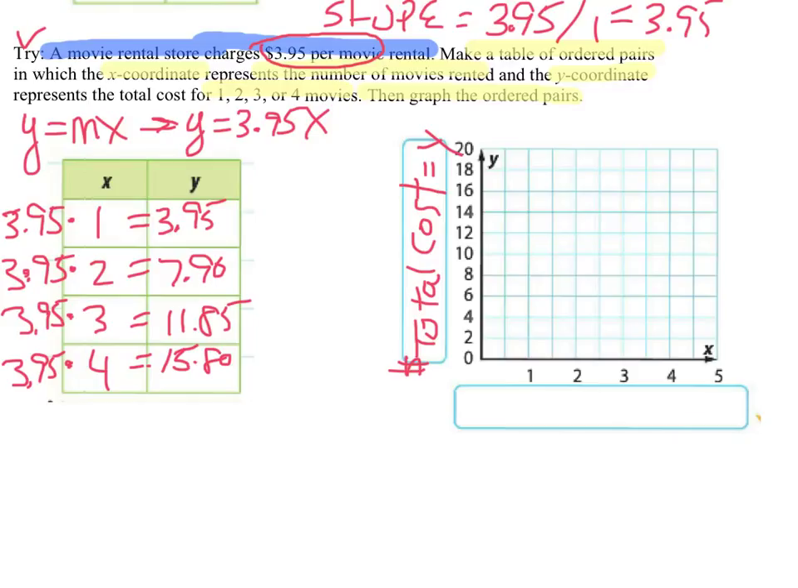Next, label the graph on the x and y axes. The y values are the total cost on the y-axis, and the x-axis represents the number of movies rented. Now graph the points. I'm going to put the point 1 and 3.95 just short of 4, and the point 2, 7.90 just shy of 8, and 3, 11.85 just shy of 12, and the point 4, 15.80 just shy of 16. Piece of cake.